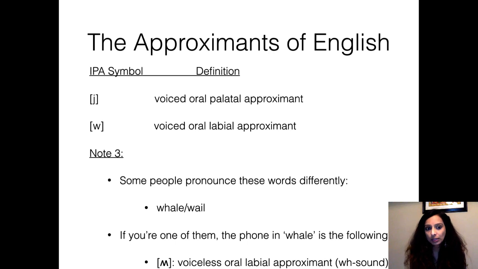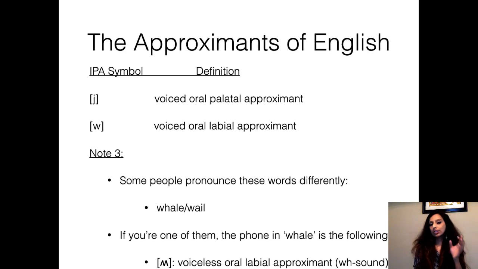And the third note that I have over here has to do with different dialects of English in the United States. So there are some people who actually produce these two words very differently. So this is the word WHALE, which is often pronounced as whale, and WAIL, which is supposed to be very similar in pronunciation for many dialects of English. But there are certain people who actually produce WHALE as whale, whale.